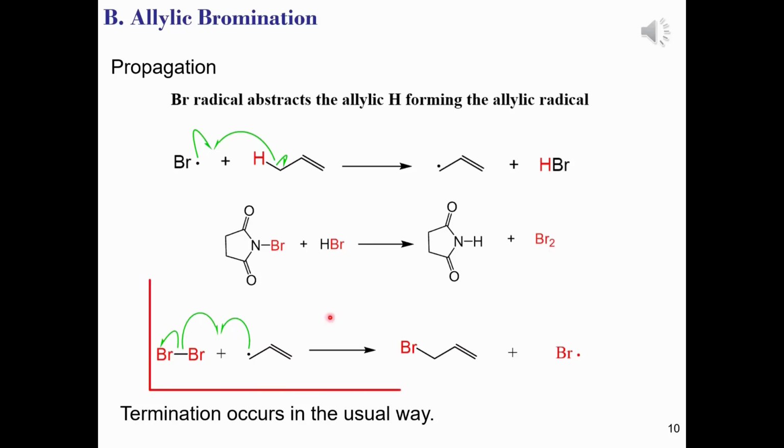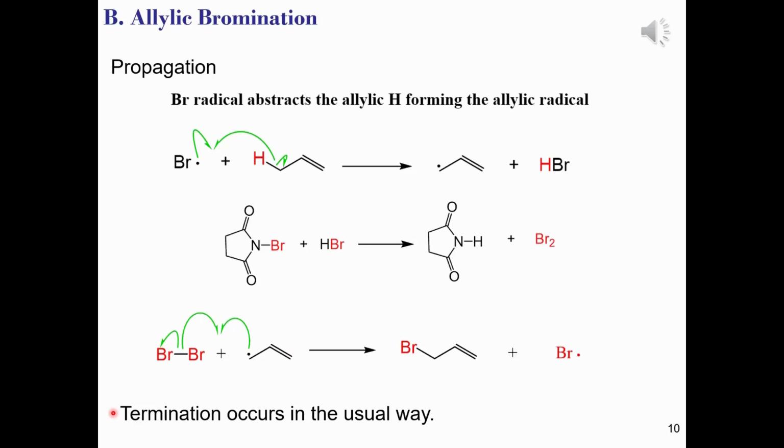As usual during propagation, the next step in the propagation stage is for the allylic radical to rapidly abstract a bromine atom from molecular bromine. And this produces allyl bromide and a bromine atom, which continues to feed the chain reaction. That stage happens very quickly and is also useful in keeping the concentrations of both hydrobromic acid and molecular bromine at a minimum. Termination of the reaction occurs in the usual way, whereby two radicals meet to end the process.